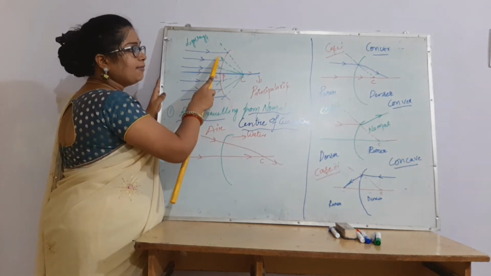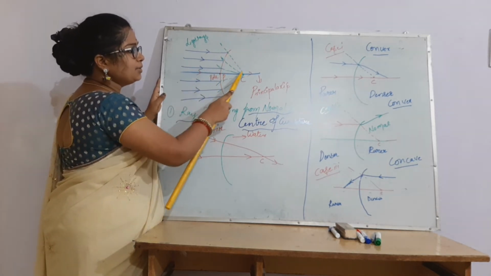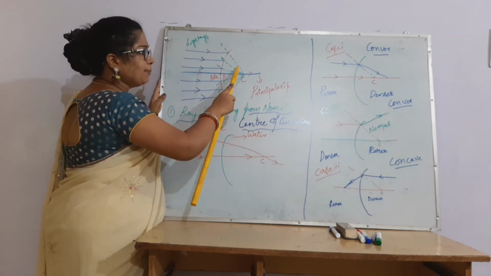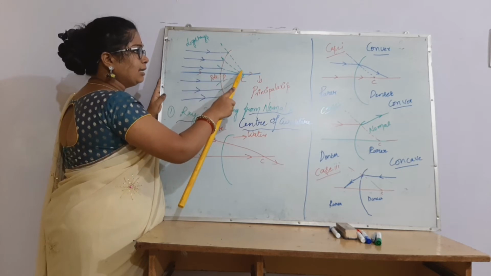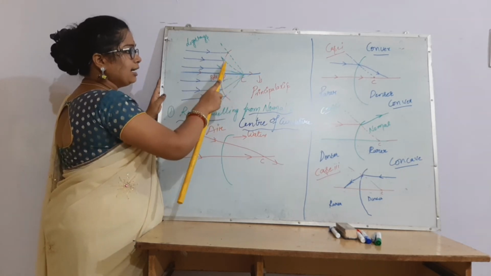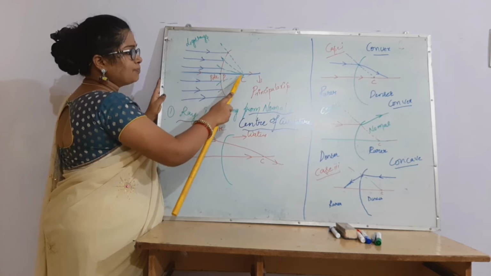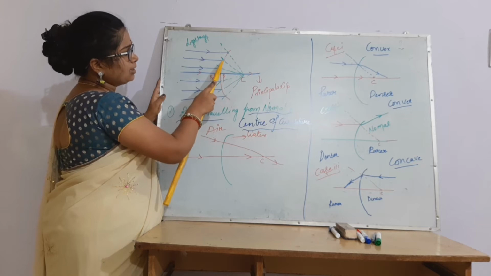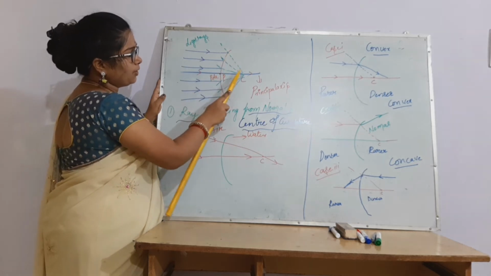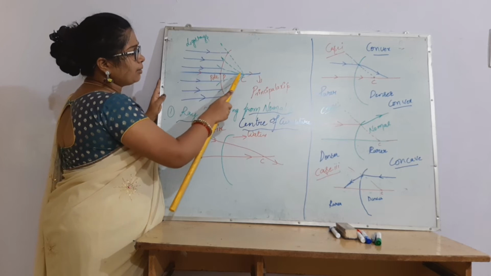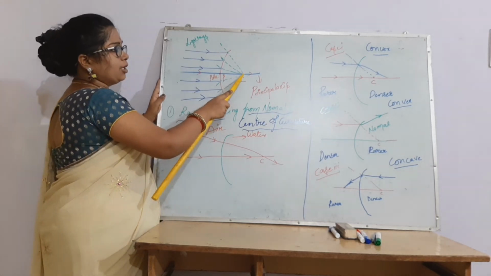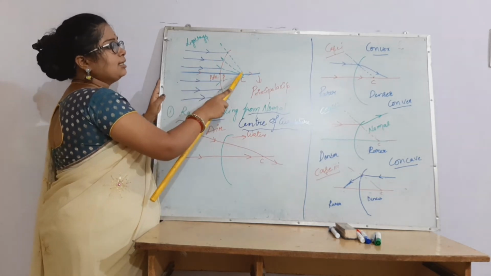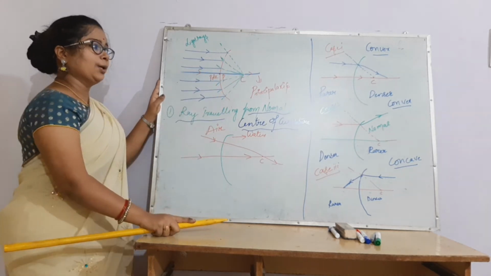Otherwise you can say it is where all the normals meet. From the center of curvature, if you draw a line like this to the curved surface, it is called a normal. Normal will be changing from point to point. This is a normal at this point, and this is a normal at this point. So when you join a line from the center of curvature to the curved surface, that line is called a normal.